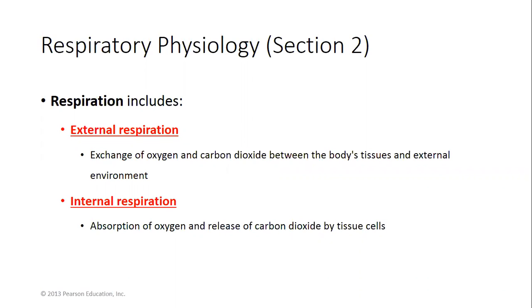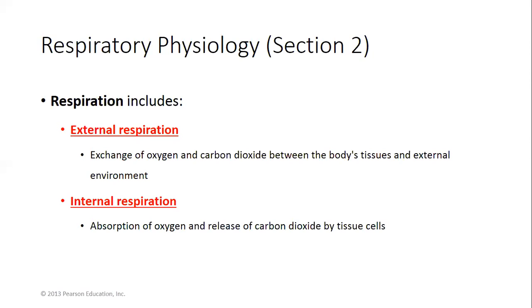There is external respiration, which is gas exchange, the exchange of oxygen and carbon dioxide between the body's tissues and the external environment. So like the arterial blood and the external environment. So the air that you breathe in, full of oxygen, that oxygen diffuses into the blood, that's external respiration. That's happening at the lungs. There's gas exchange between the alveoli and the blood.